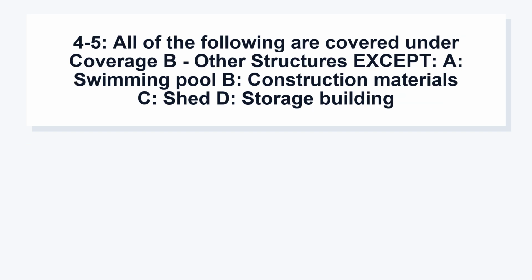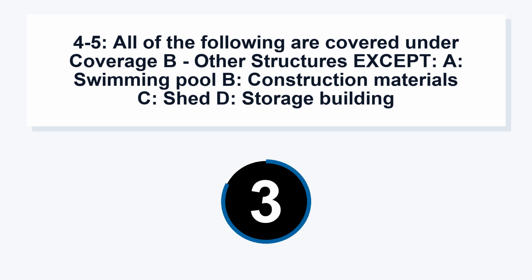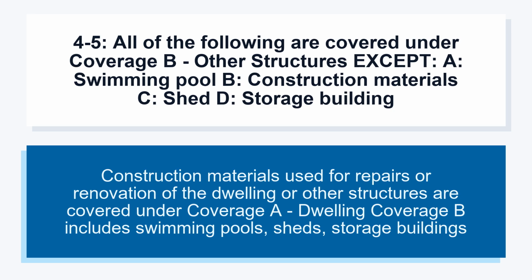4 to 5, all of the following are covered under coverage B, other structures, except: A, swimming pool; B, construction materials; C, shed; D, storage building. Construction materials used for repairs or renovation of the dwelling or other structures are covered under coverage A. Dwelling coverage B includes swimming pools, sheds, storage buildings.